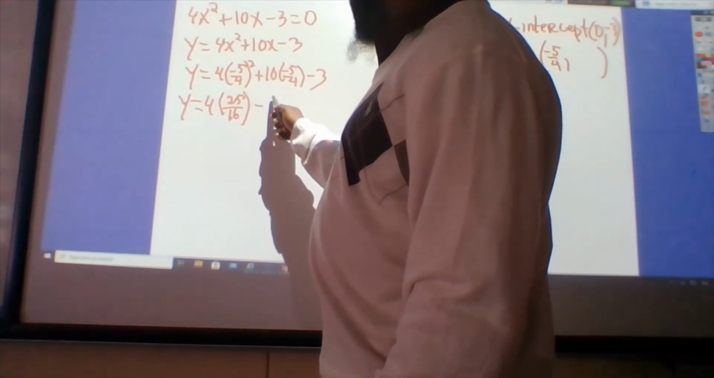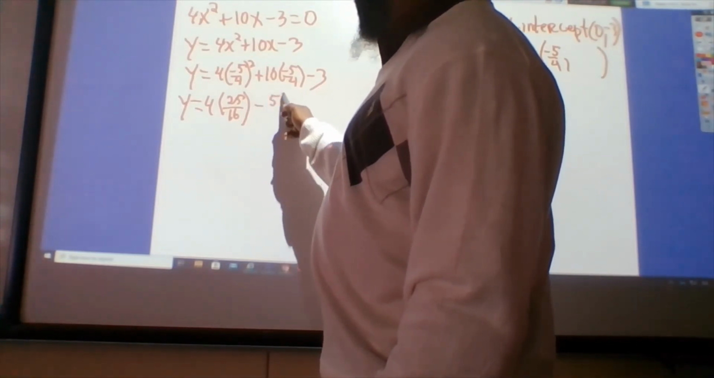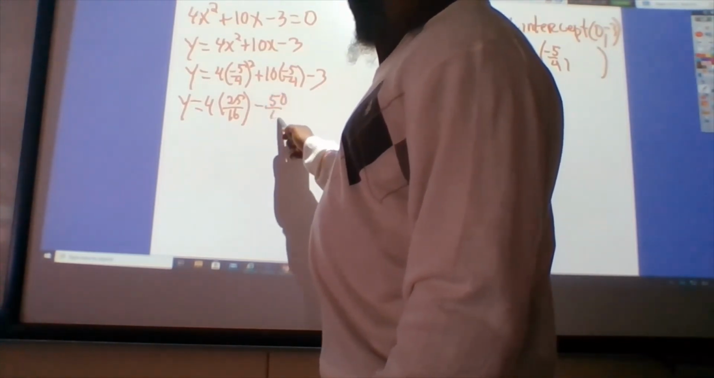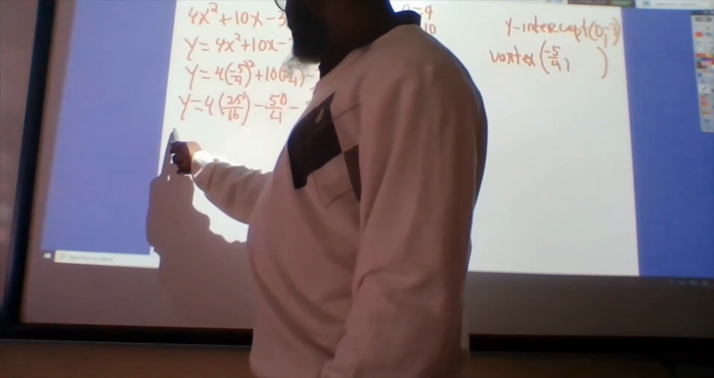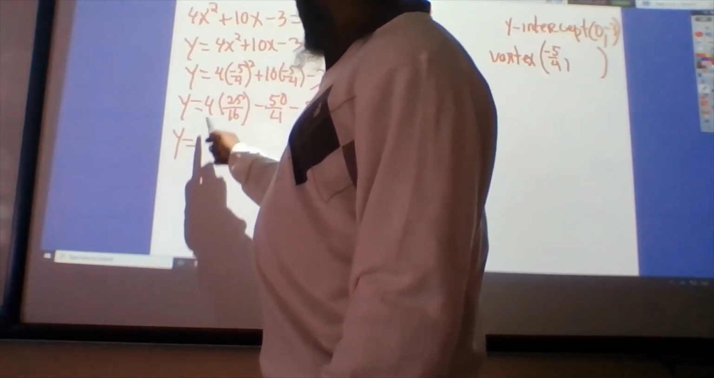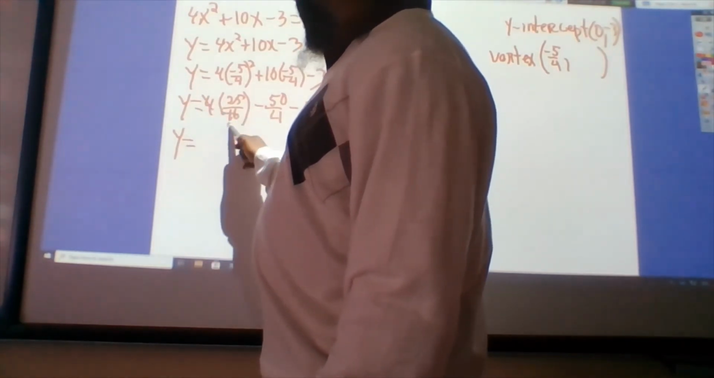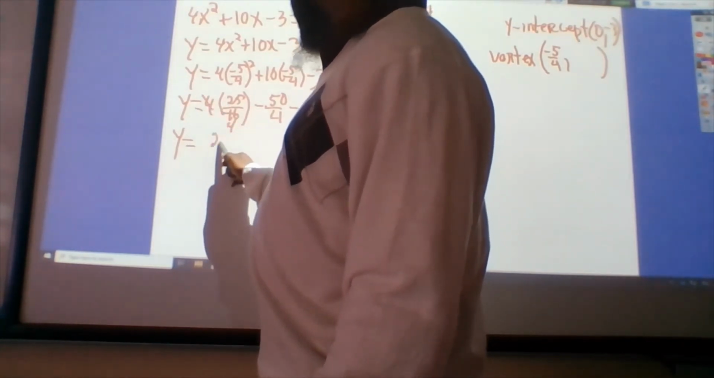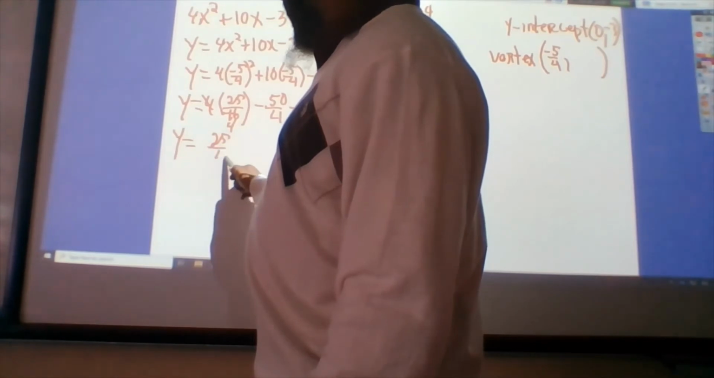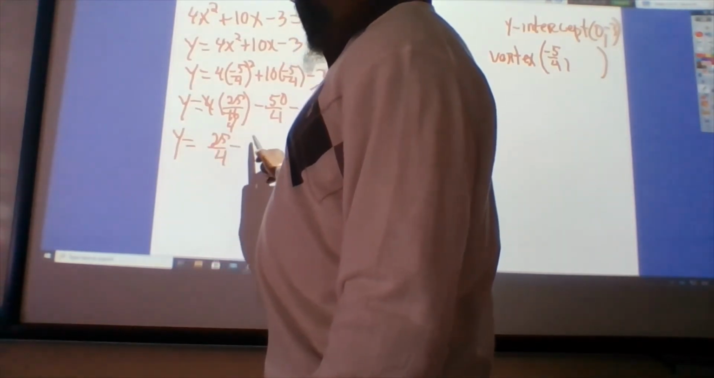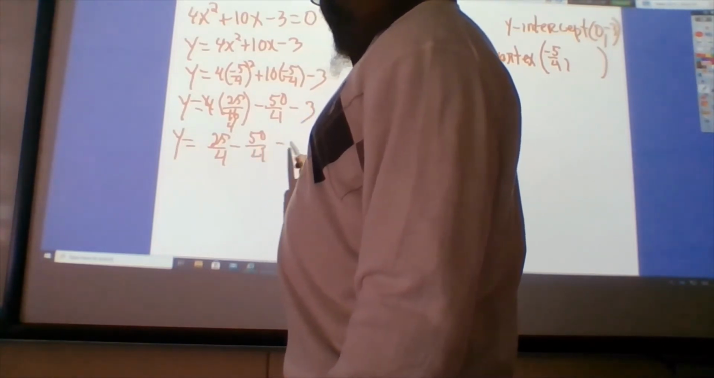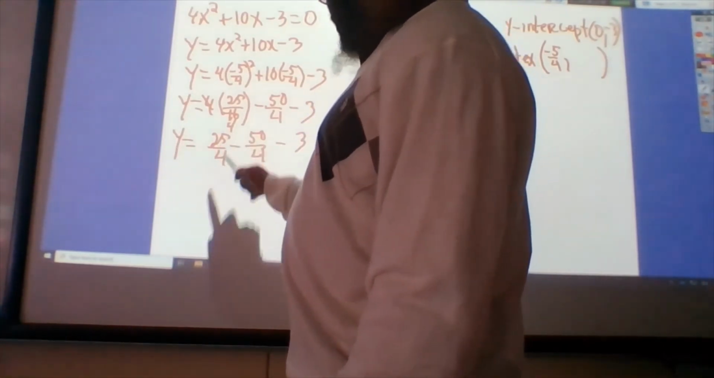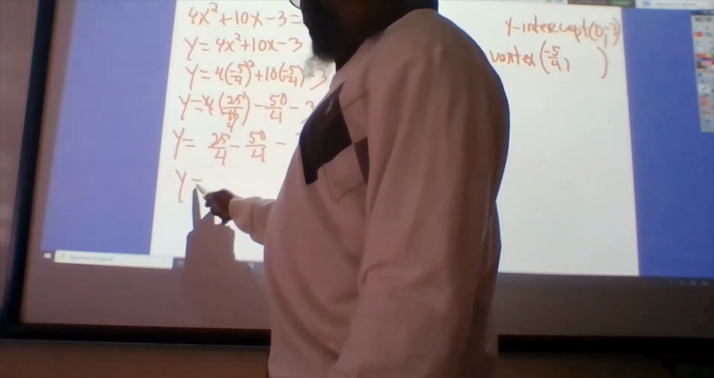This is going to give you 25 over 4 minus 50 over 4 minus 3. This can be combined. Then you will have y equal negative 25 over 4 minus 3 over 1. Then you need this to be a 4, multiply this by 4, multiply this by 4.